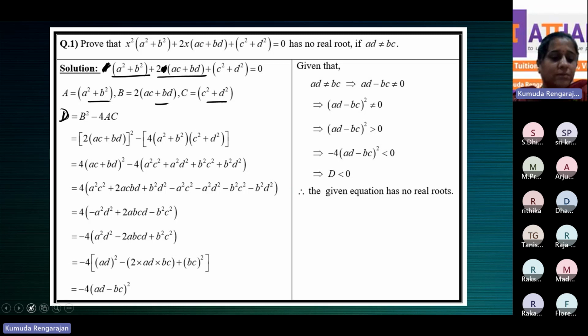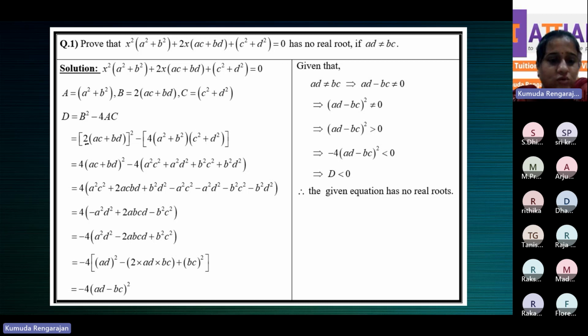So first, substitute. See here, this is B. So you can see B square minus 4 into A into C.